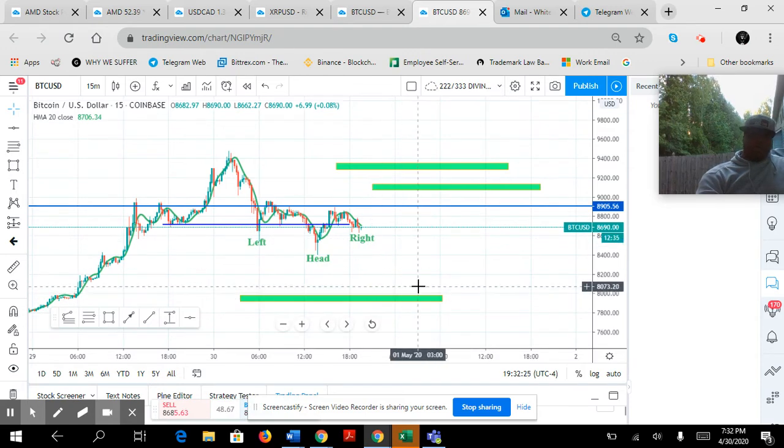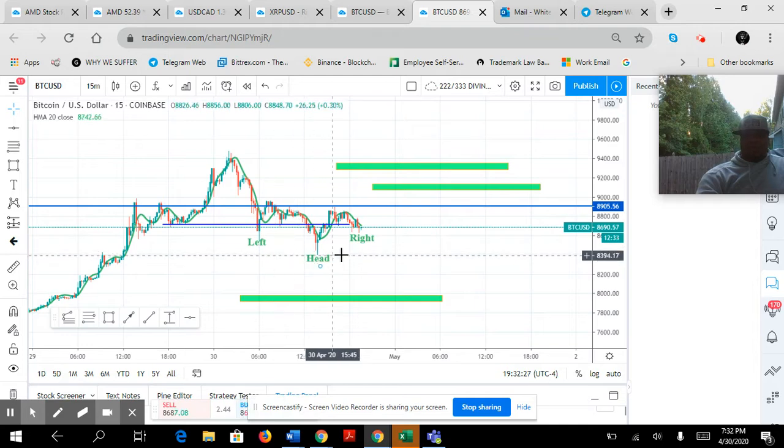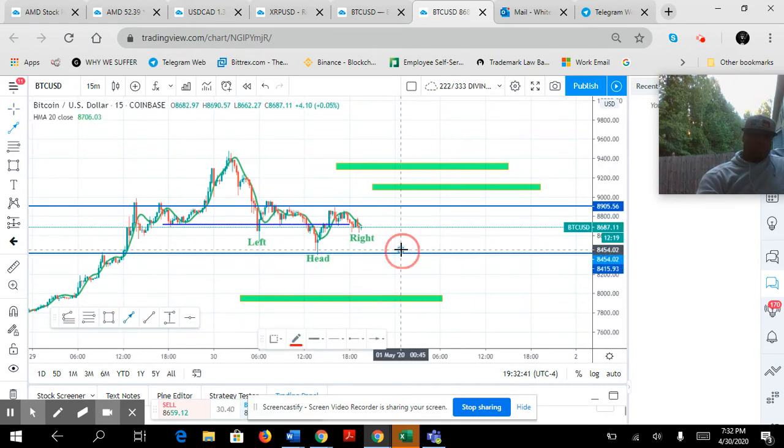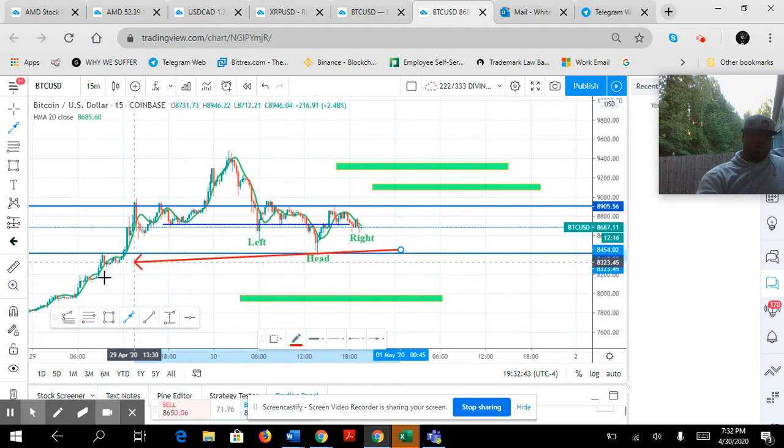All right. So how are we going to get the downside targets? What do we have to do? We have to break this, what used to be the head for this inverse. You've got to break this level. Simple as that. Right now, there's no reason to even trade this. Look at this channel it is in. If it breaks this, we're going to the downside. On the downside, look left. Look at that. This is an area of support.